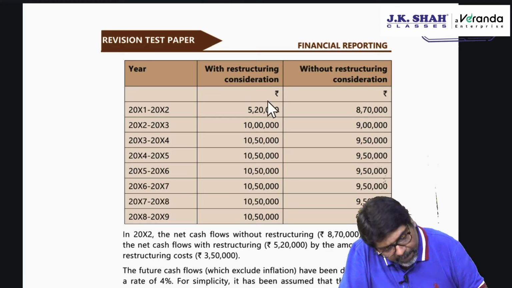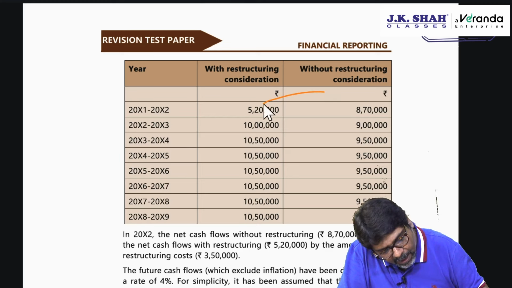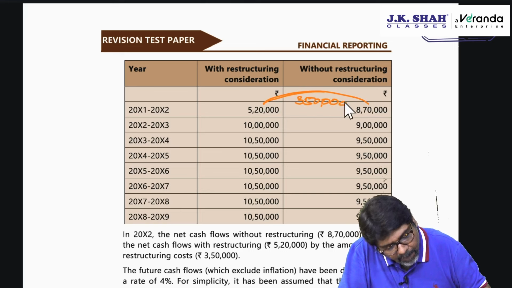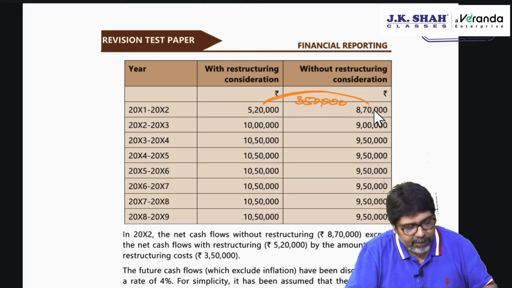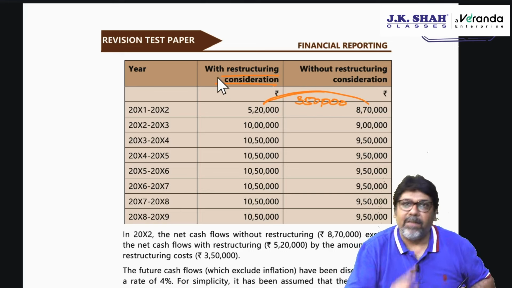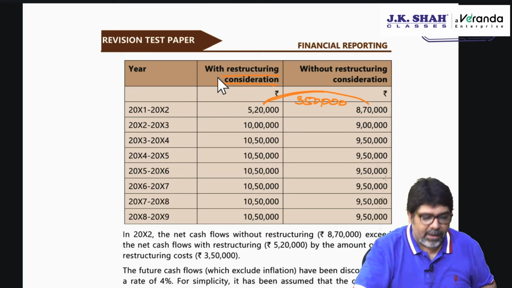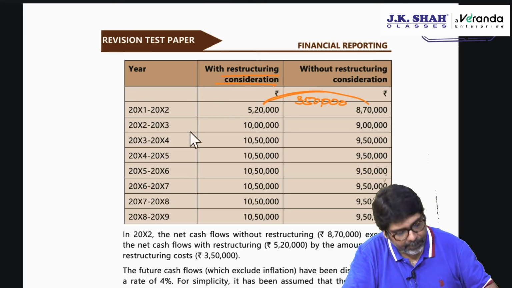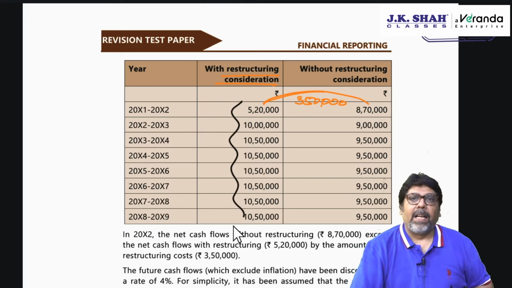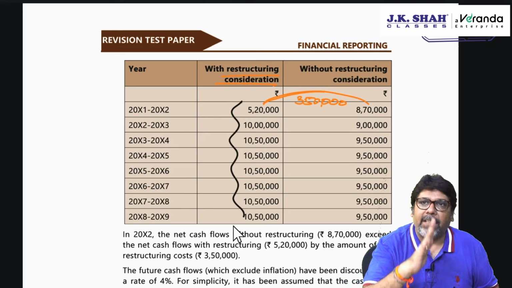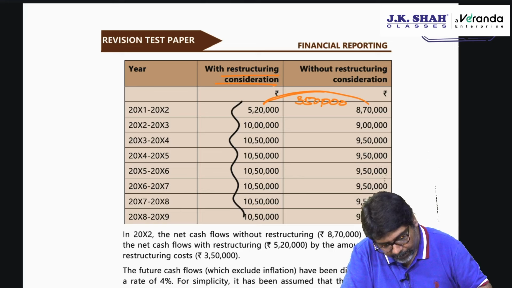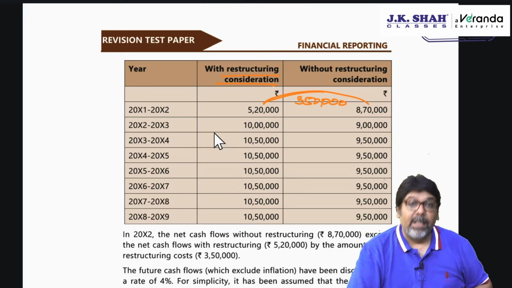And in the first year there is a difference of 3.5 lakhs. Why? Because they have created a provision. If they are going with restructuring, there is a provision for which they would have spent 3,50,000. So if they are going under restructuring, this would be the expenditure. Correct, incorrect? This would be the expenditure. Now chartered, shall we move ahead?